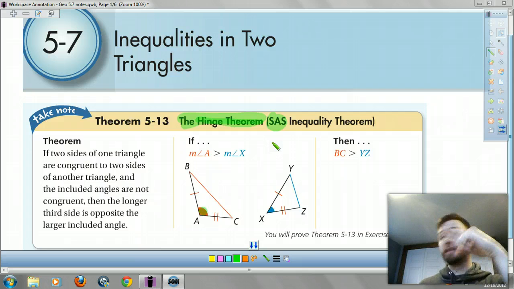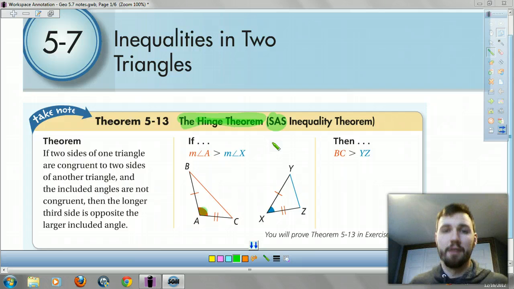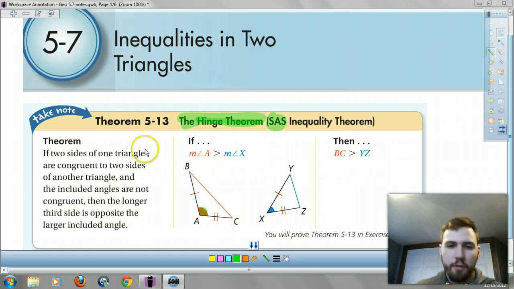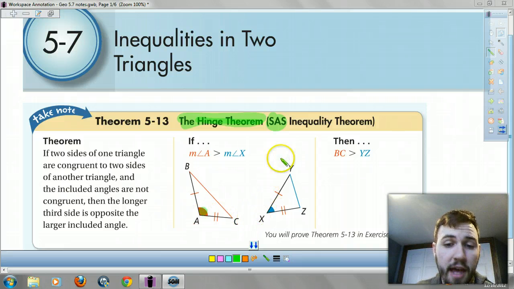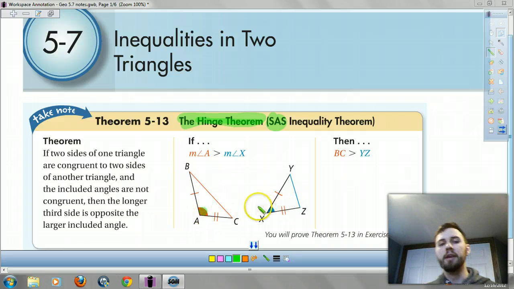So let's talk about the hinge theorem over here. Hinge theorem is the same as the side angle side inequality. What it says is if you have two triangles, and each has two congruent sides, then the one with the biggest angle in between them has the biggest opposite side. For example, we're looking at ABC and XYZ. AB and AC are congruent to XY and XZ respectively. Angle A is bigger than X, so that tells me BC is bigger than YZ.